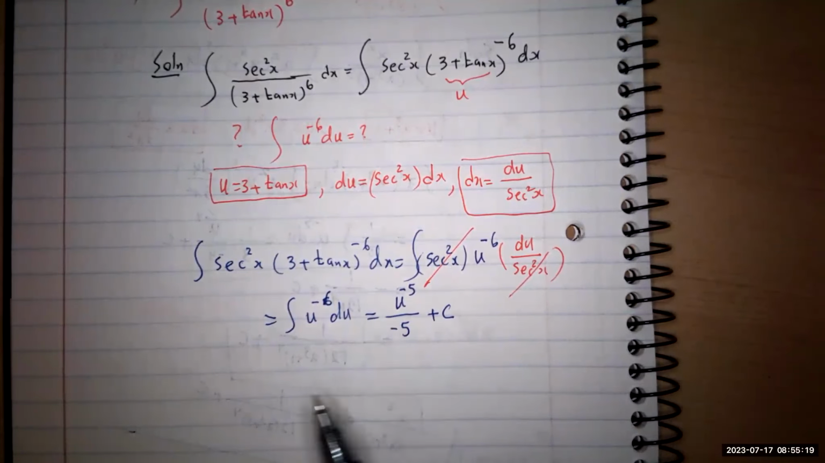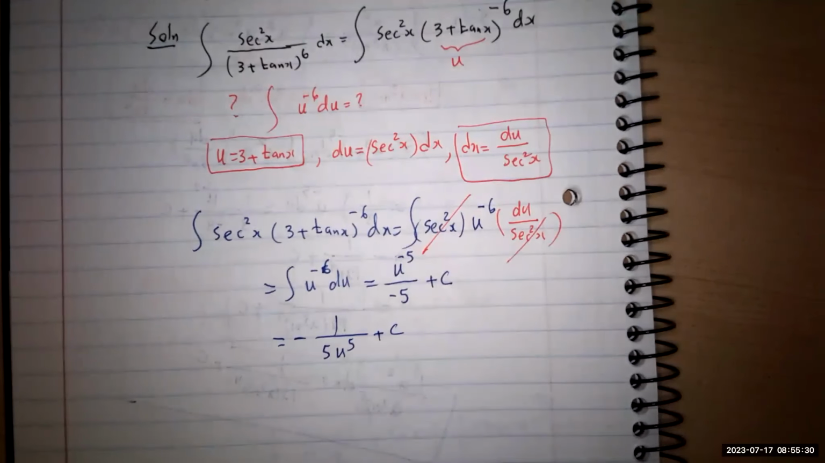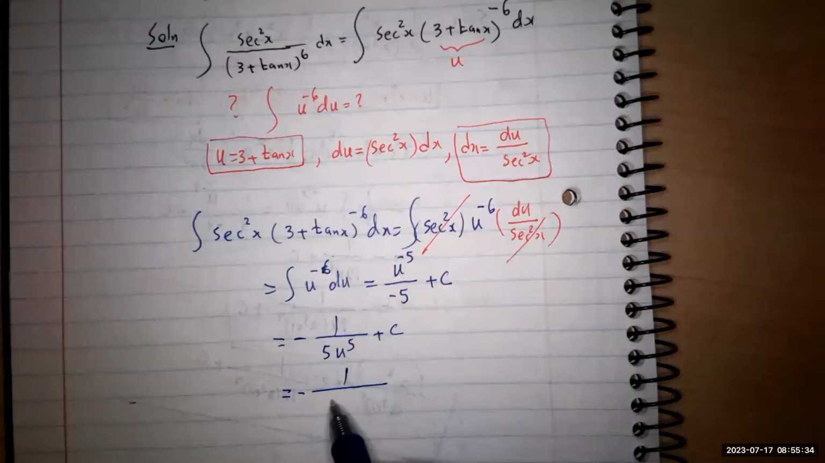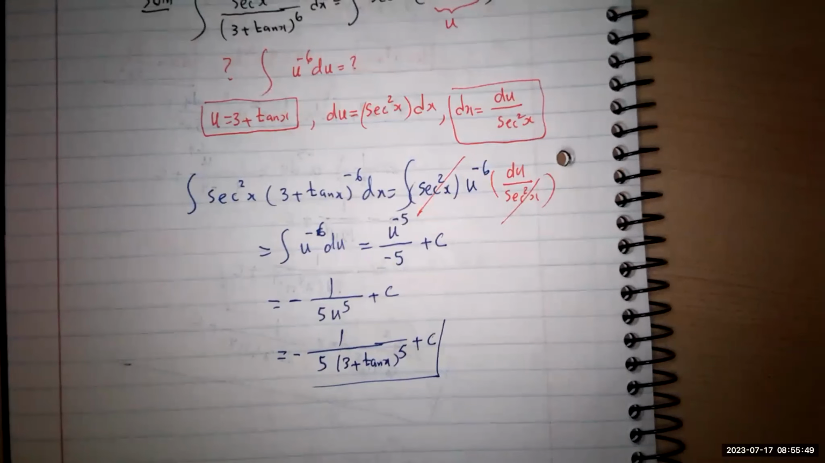Okay, this would be a sign of the fraction. And you are going to bring it down: 1 over 5 u to the 5th plus c. Then you have to substitute for u. So it's going to be negative 1 over 5 times u. What is the u? u is 3 plus tangent x. So 3 plus tan x to the 5th, and the constant c. So that would be the final answer.